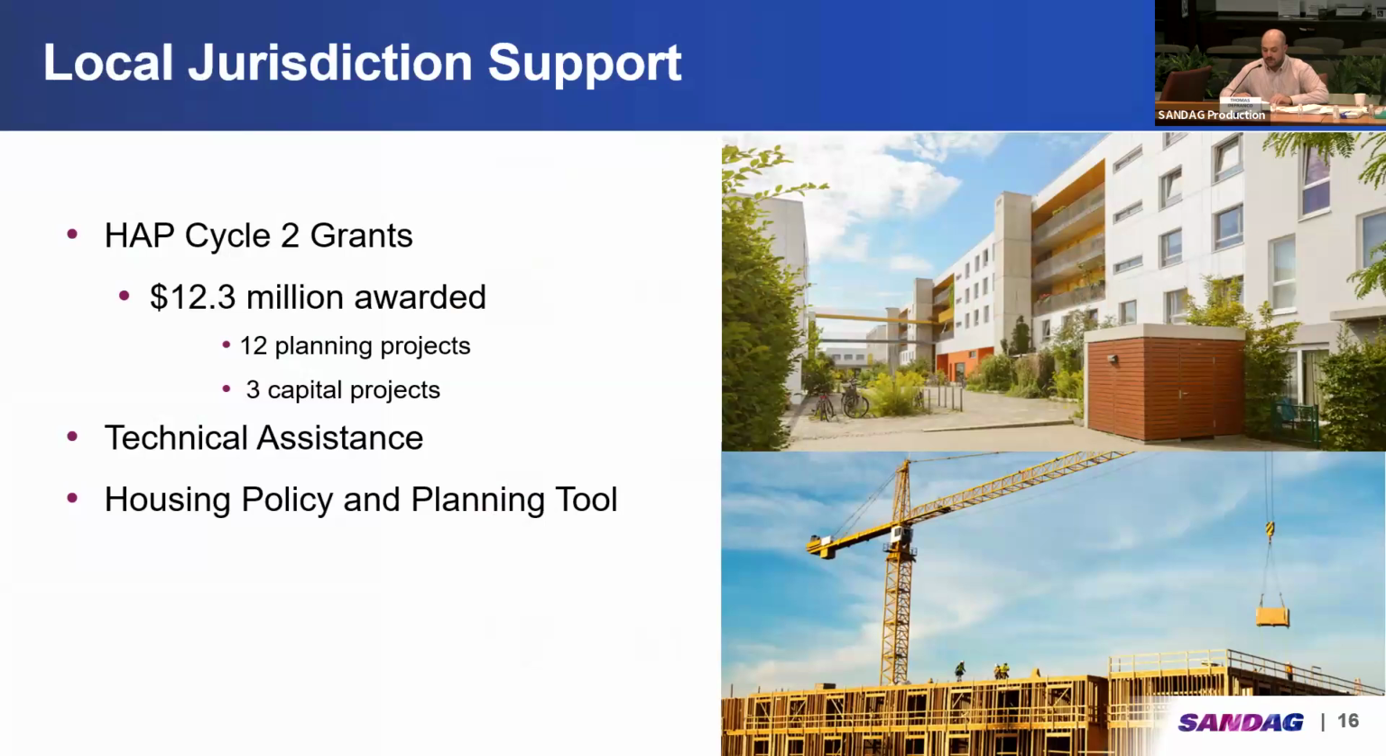The first proposed use is continued local jurisdiction support. This program planned to provide grants and continued TA for efforts to implement local housing elements and accelerate the development of affordable housing. One of the largest activities is our HAP Cycle 2 grants, which I mentioned earlier. Eligible projects for these grants included updating of planning documents, conducting infrastructure studies, and preparing multimodal plans and programs. The capital project category seeks to fund infrastructure investments and further accelerate housing production.